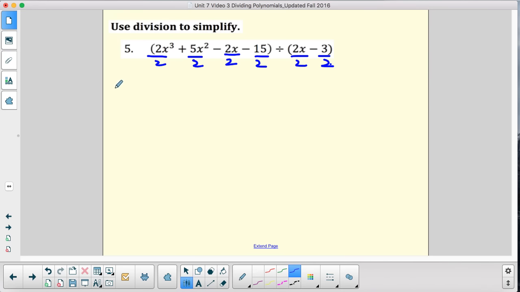So I would have 2 over 2 gives me just x to the third, 1, right? Plus 5 over 2 x squared minus x, these cancel, and minus 15 over 2 divided by, those cancel, so x minus 3 over 2.